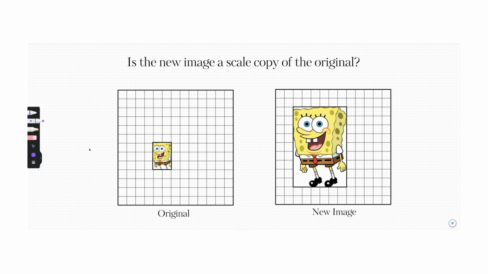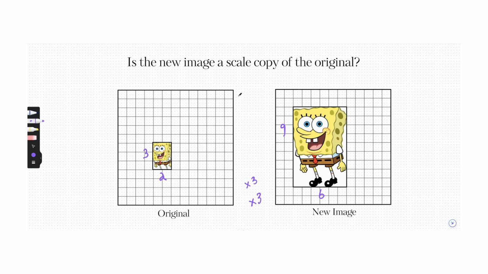So I know this SpongeBob, the width is 2. It looks like the height is 3. And the width of the new image, which might be a scale copy, is 1, 2, 3, 4, 5, 6. And the height is 1, 2, 3, 4, 5, 6, 7, 8, and 9. Now notice, to go from 2 to 6, that's times 3. And then the heights, to go from 3 to 9, that's also times 3. So because it's the same, times 3, we know it's a scale copy.